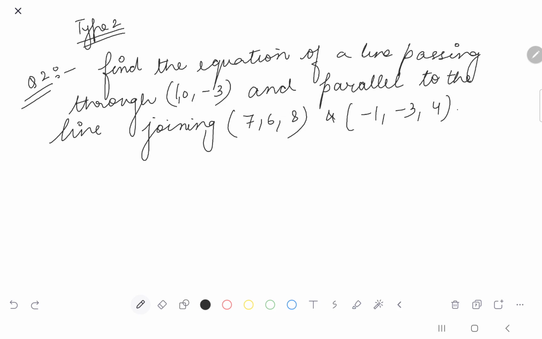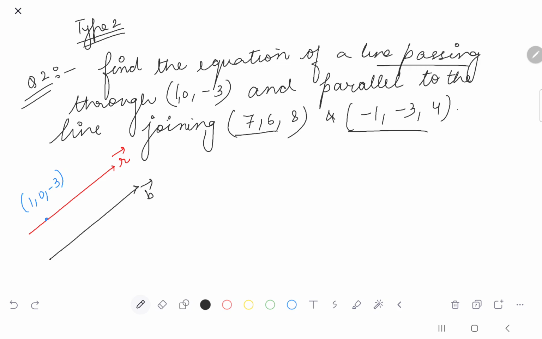Okay, so this is a question. It says find the equation of a line passing through (1, 0, -3) and parallel to the line joining these two points. That means: find the equation of this red line, passing through (1, 0, -3) and parallel to another line b, the black line.